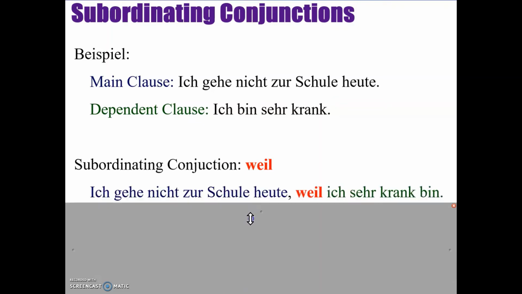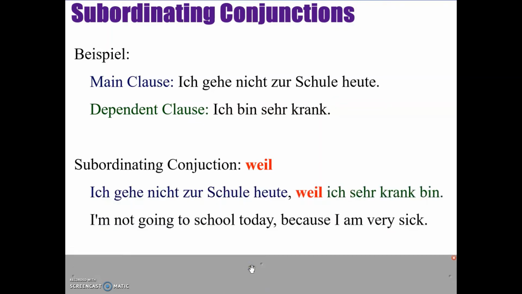And we would get Ich gehe nicht zur Schule heute, weil ich sehr krank bin. You'll notice our conjugated verb in the dependent clause gets kicked to the end of the clause. Ich gehe nicht zur Schule heute, weil ich sehr krank bin. I am not going to school today because I am very sick.